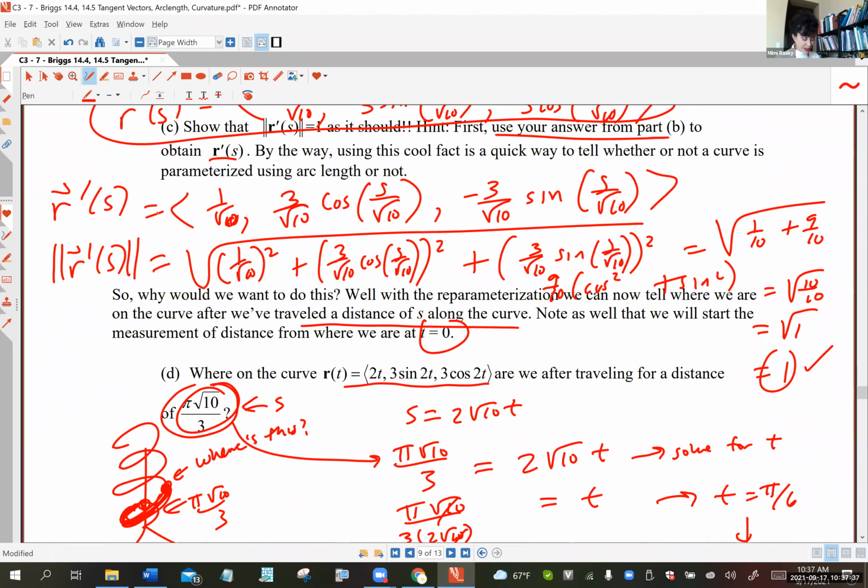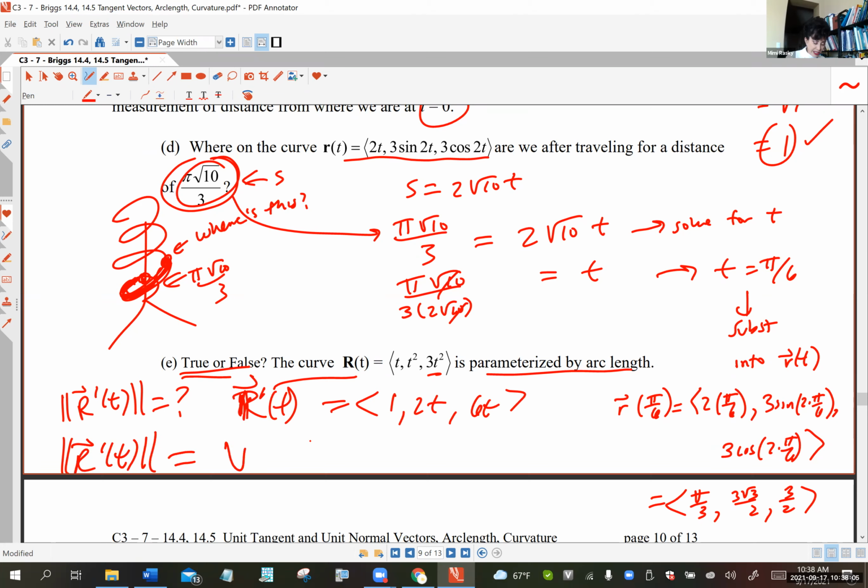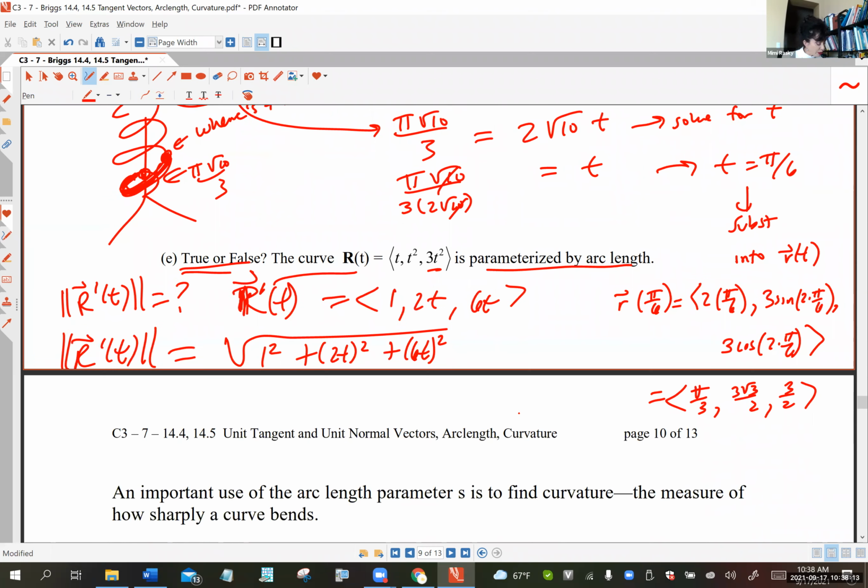So in order for us to distinguish between true or false here, we're going to ask ourselves this question. Is the magnitude of the velocity vector equal to 1? Well, first let's go get this velocity vector. You know, r prime, that's pretty easy to get. I get 1, 2t, 6t. And if I get the magnitude of this velocity vector, take the square root of the sum of the squares. Does this look like it's going to be even a constant, folks? Does that even look like it's going to be square root of 1 to you?